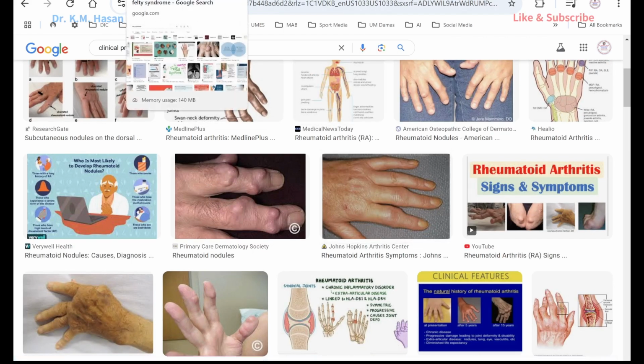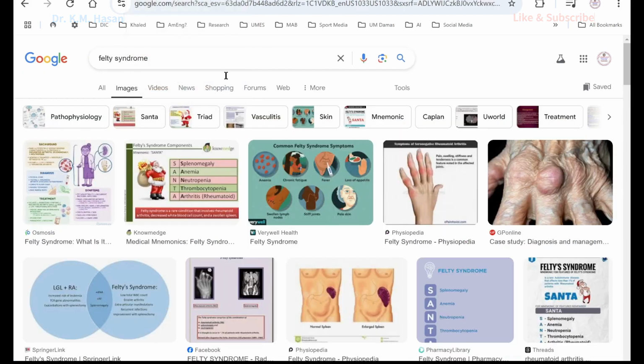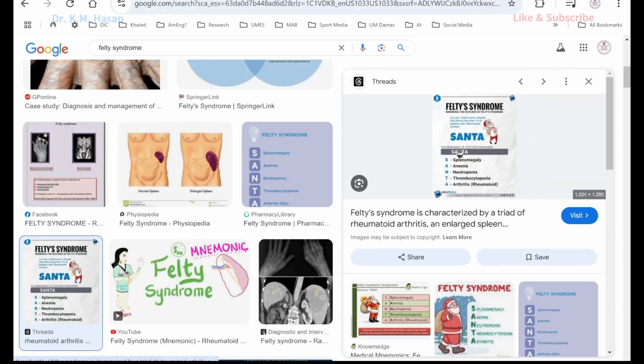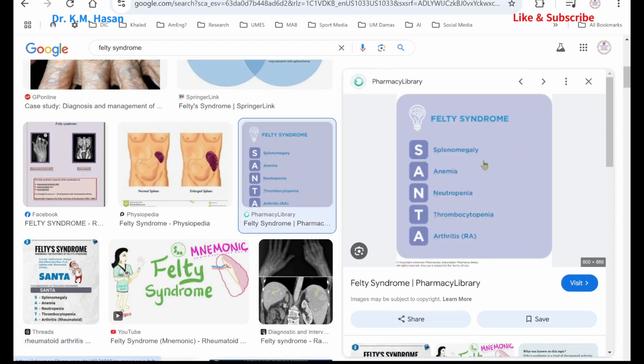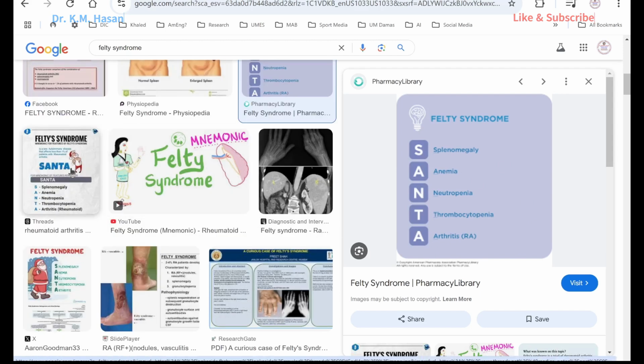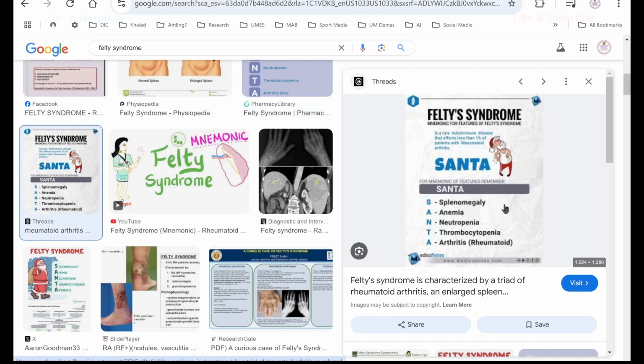The last syndrome associated with rheumatoid arthritis is called Felty syndrome, and Felty syndrome stands for SANTA. What does that mean? If you click on the slide here, for the SANTA, you can see it here and in another slide here. Felty syndrome is associated with splenomegaly, anemia, neutropenia, thrombocytopenia, and arthritis, an abbreviation for SANTA. We have it here again: splenomegaly, anemia, neutropenia, thrombocytopenia, and arthritis.